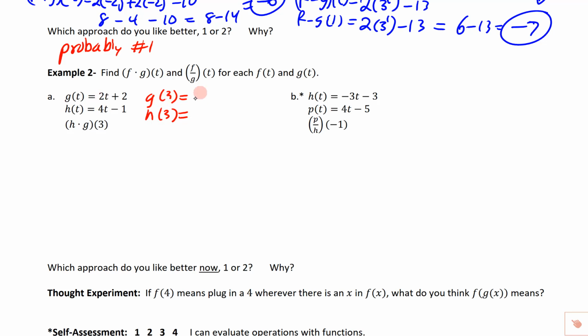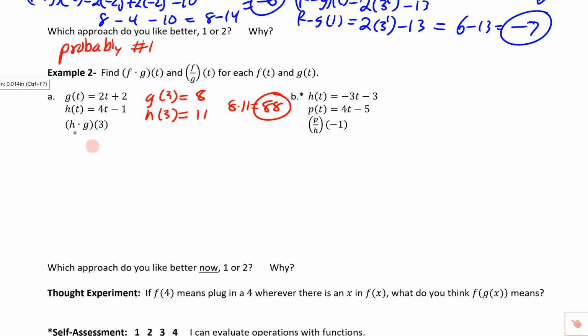If we plug in a 3, that's going to be 2 times 3, that's 6 plus 2, so that's going to be an 8. And this one's pretty simple here, so let's plug this in here. So we have 4 times 3, that's 12 minus 1, that would be 11. So we've got the two of those, and then we just need to multiply those together. So 8 times 11, so we end up with 88. So we've got our answer right there. Now let's go ahead and do it the other way.